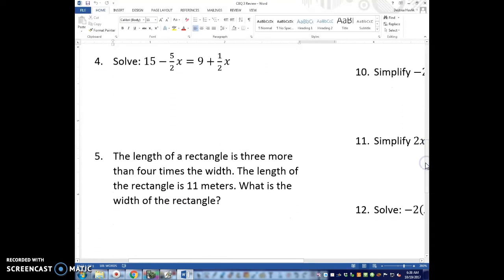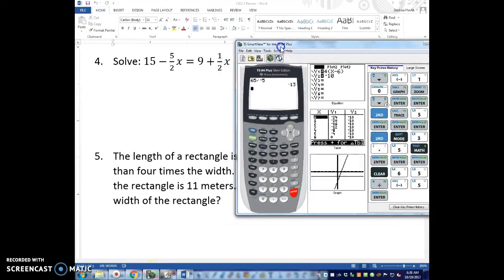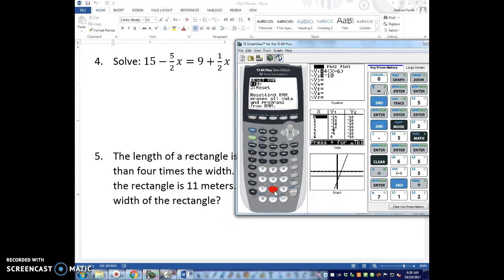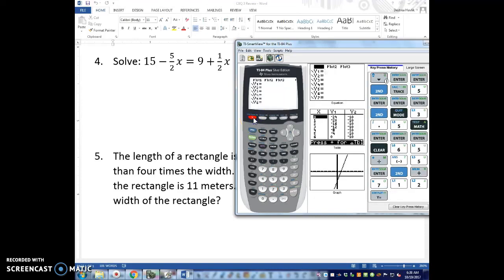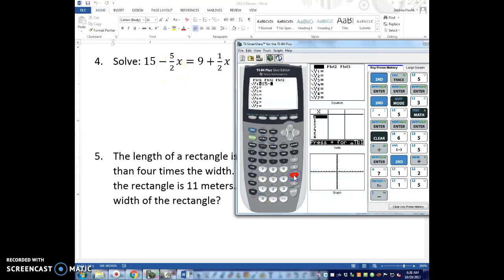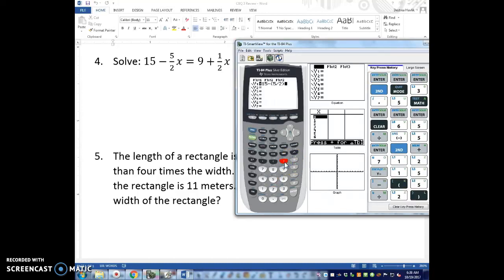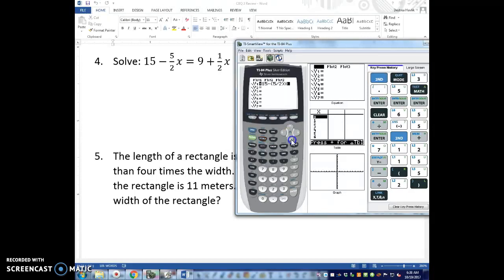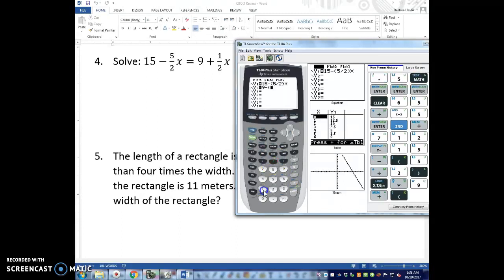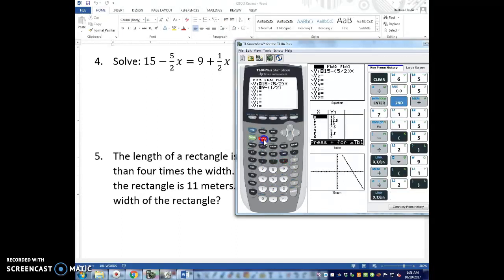Okay, number 4. Let's go ahead and just do number 4 in the calculator, so you can see how to type that in. So second plus 712, get a fresh start. Go to y equals. In y1, we type in everything on this side. So 15 minus parentheses, because fractions always go in parentheses, x. Then in y2, we type in everything here. 9 plus parentheses 1 over 2 parentheses x. Don't forget your x. Hit graph.